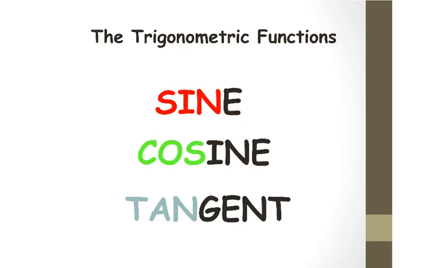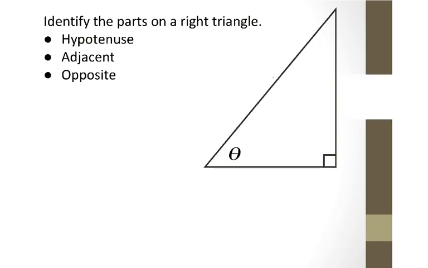Hey there, this is just an introduction on the trigonometric functions, or a review if you've already seen them. The three that I'm going to talk about are the sine, the cosine, and the tangent. When you're talking about a right triangle, you want to talk about the hypotenuse. You want to be able to identify the hypotenuse, the adjacent, and the opposite.